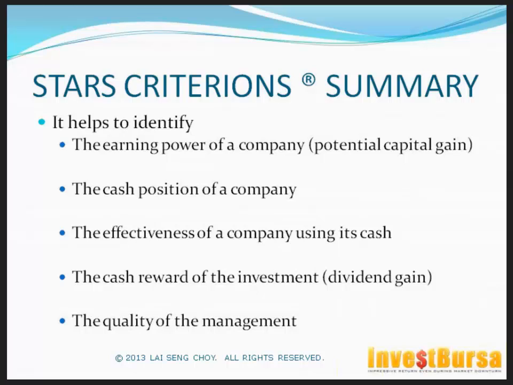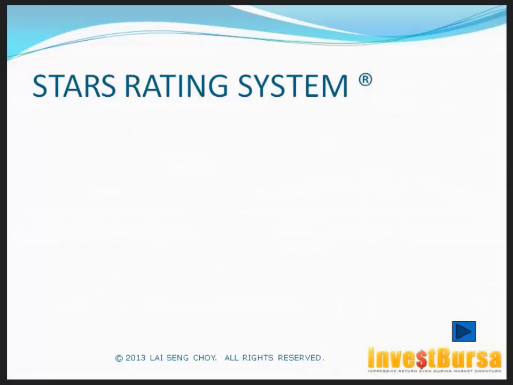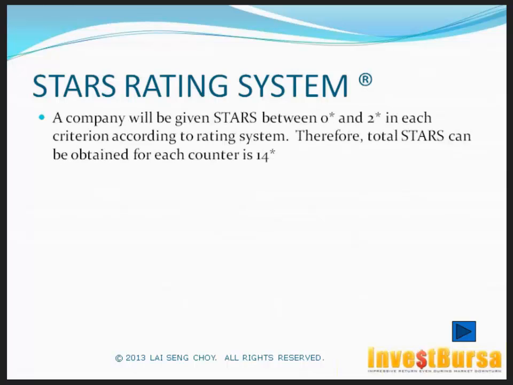Here, I would like to introduce my very unique rating system. It's called STARS rating system. This STAR rating system is giving stars to a company between 0 star and 2 stars for each criterion. So just now, I have introduced a total of 7 criterions together with the possible maximum score of 2 stars in each criterion. So each counter or each company can score up to 14 stars.